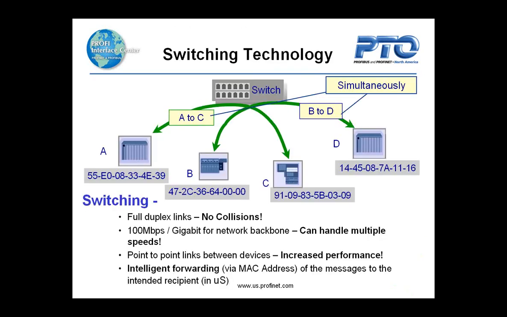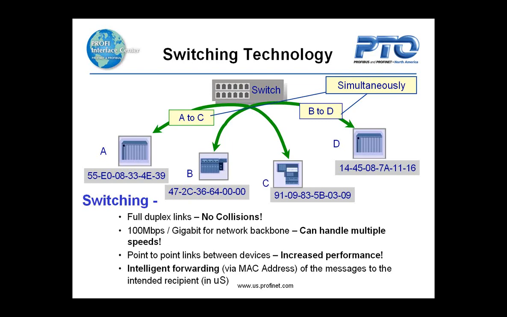Because switching technology allows us to have multiple devices on the network, and those devices have full duplex links, so we don't have any collisions. Also, with switches we can handle multiple speeds. So you could have 100 megabit per second devices out there, and then you could use gigabit for your network backbone. And a switch allows us to have a point-to-point link between devices.